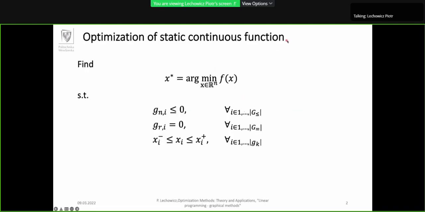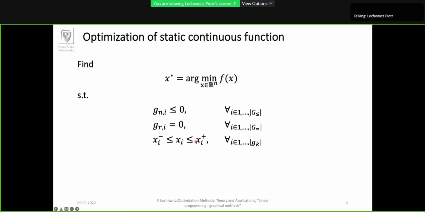So just to recall, this is the formula for finding a static continuous function. Static means that the variables are not changing over time. So we have to find such an x star, which is the minimum argument of a function f of x, which is our goal function, such that the following constraints are satisfied.